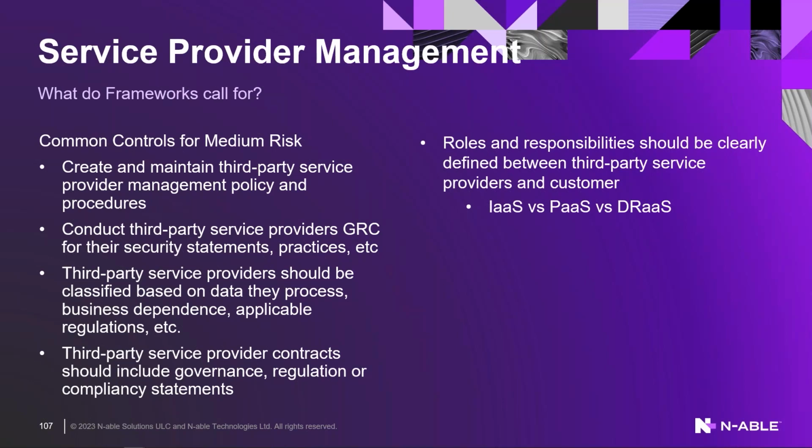Make sure that for your third-party service providers, you've reached out to their governance, risk, and compliance teams or their security teams, and you've gotten the security statements and practices that they're willing to release to you. Then classify your third-party service providers based on the data they process, your business dependency, and the applicable regulations. Take whoever provides the toner for your printers. That is a third-party service provider, but they're providing a physical service, and you're not going to need the same type of information, agreements, and contracts between you and them as you would with a third-party vendor that's processing PHI.